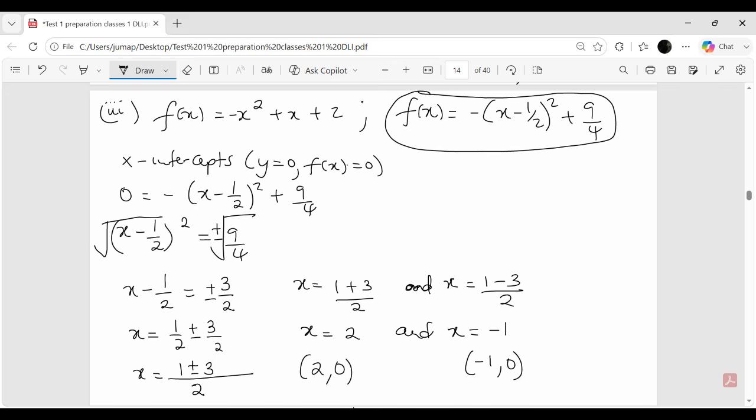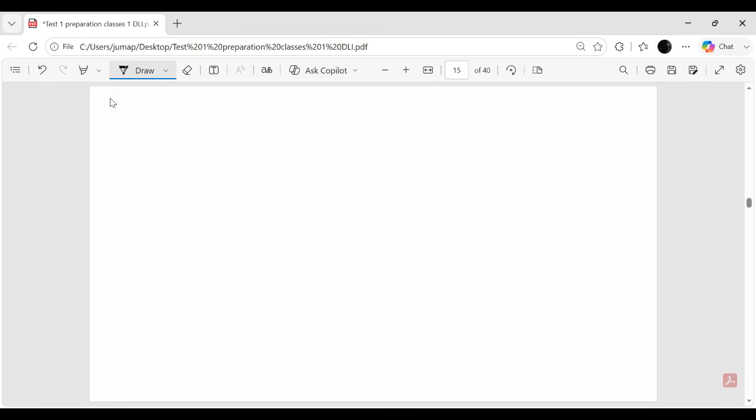Yes, it's clear, sir. Okay. So after doing this, so now I have the maximum value, I have the intercepts. So now let us also find the y-intercept. Yes, almost forgot. Y-intercept.